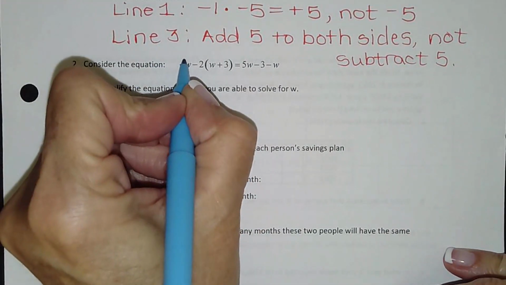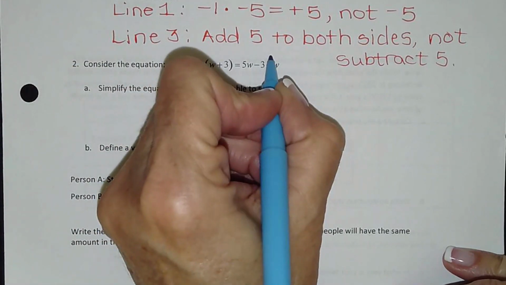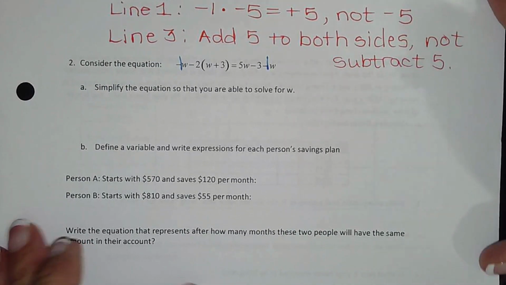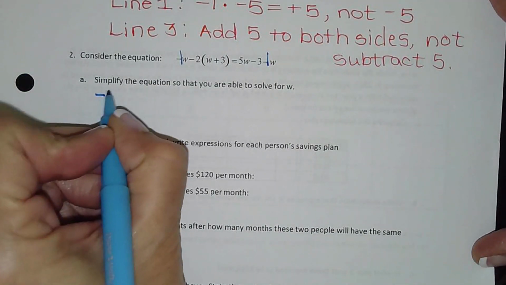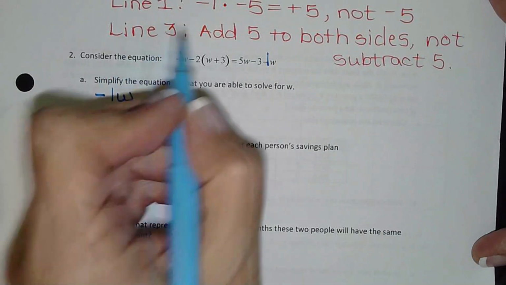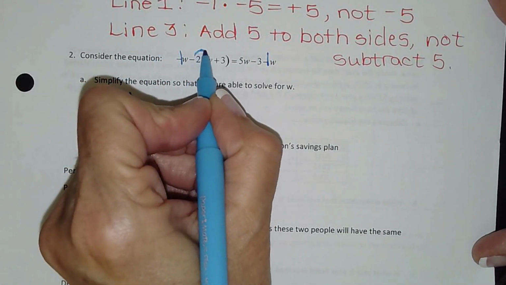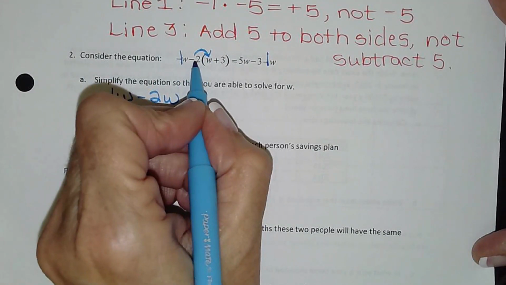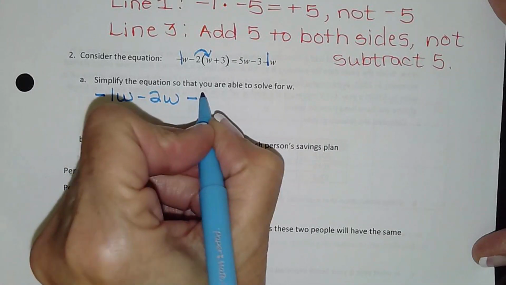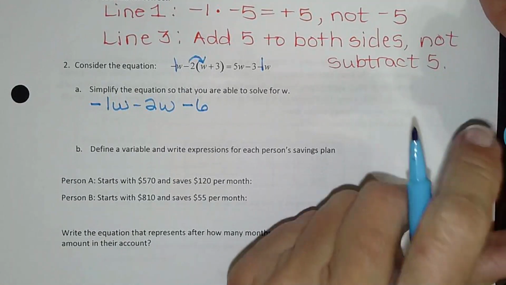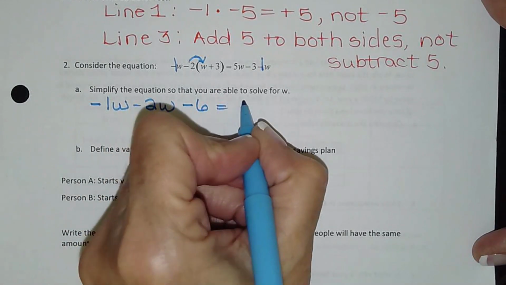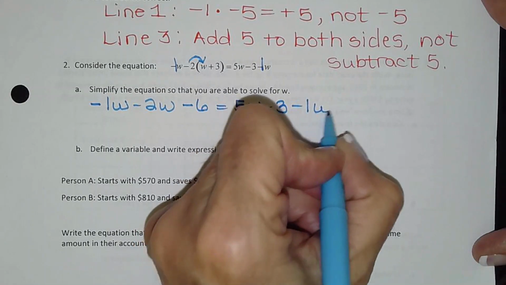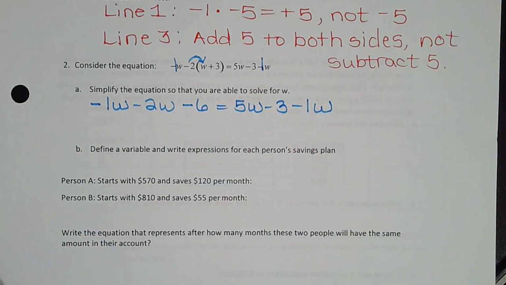So when I know I'm going to be adding like terms and there's no number in front of my W's, I like to immediately put the ones in there so I don't forget. Then when I rewrite it, I'll have them there. So negative 1W minus 2W, negative 2 times 3 minus 6 equals 5W minus 3 minus 1W. So all the parentheses are removed.